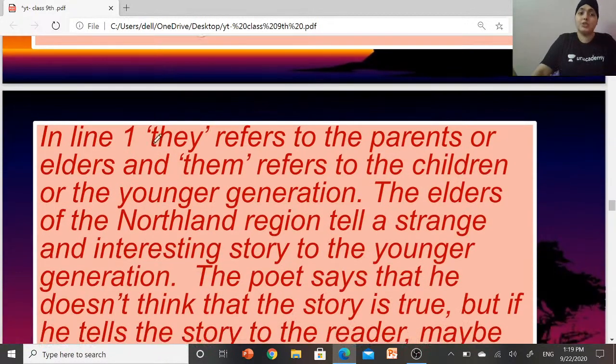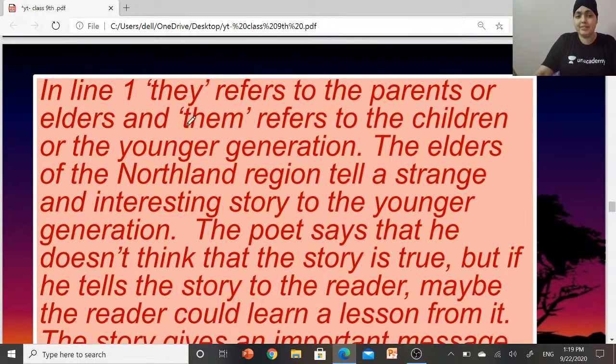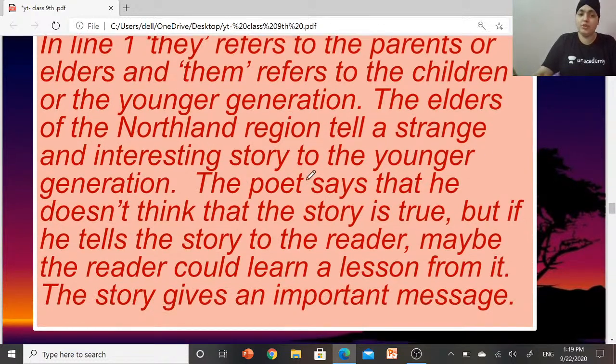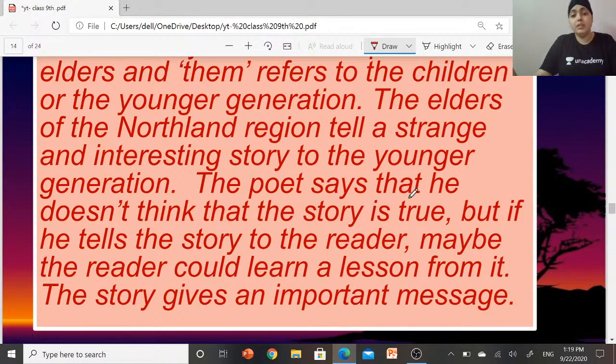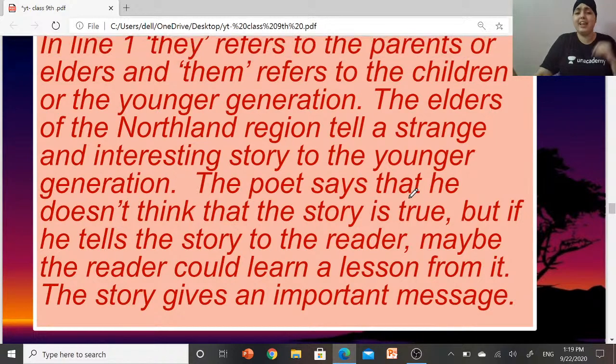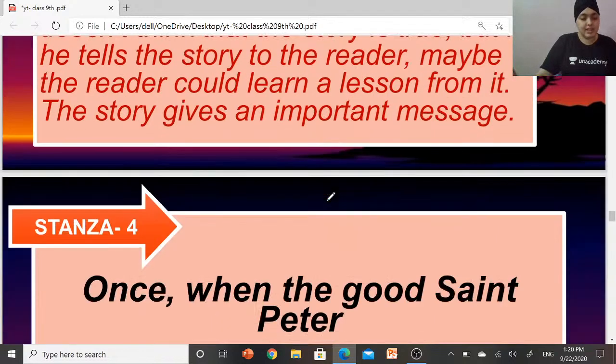Okay. So in line 1, they refers to the parents or the elders, and them refers to the children or the younger generation. The elders of the Northland region tell a strange and interesting story to the younger generation. The poet says that he doesn't think that the story is true, but if he tells the story to the reader, maybe the reader could learn a lesson from it, and the story gives us a very, very important message. Is it clear? Let us see.